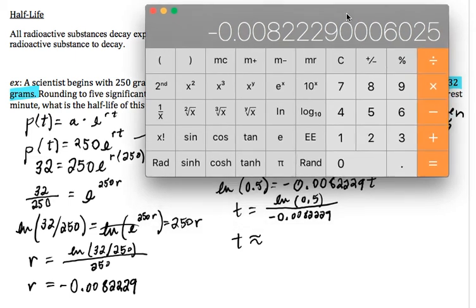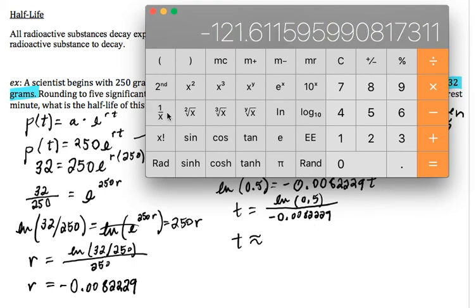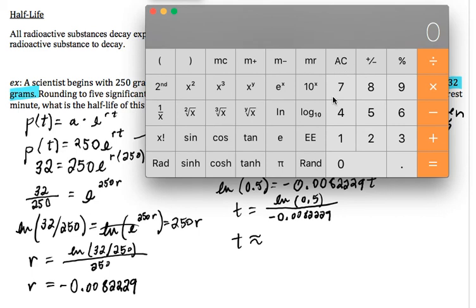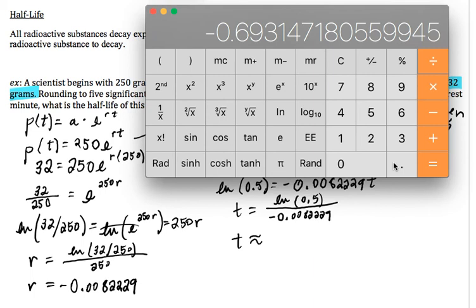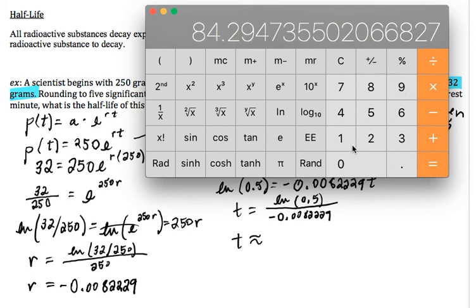So we have this number here, which I want to put in the denominator, so I'm going to do 1 over x, and then times this numerator, natural log of a half. Actually, hang on, I'm going to have to re-enter that. That's going to be easier to just clear and type in the other way. So let's do 0.5, take the natural log of that, and then divide it by, and I'm just going to type this in, negative 0.0082229. And so we get 84.295.